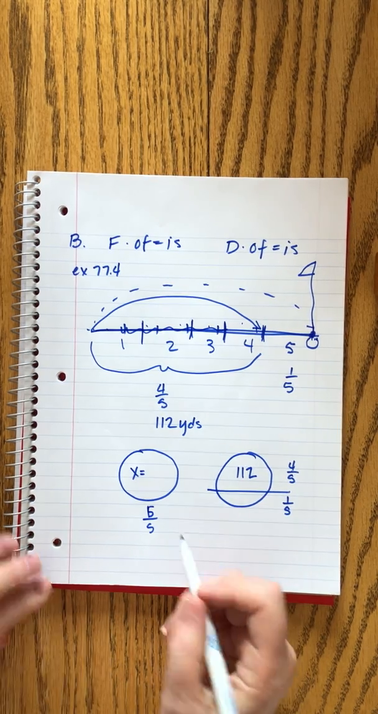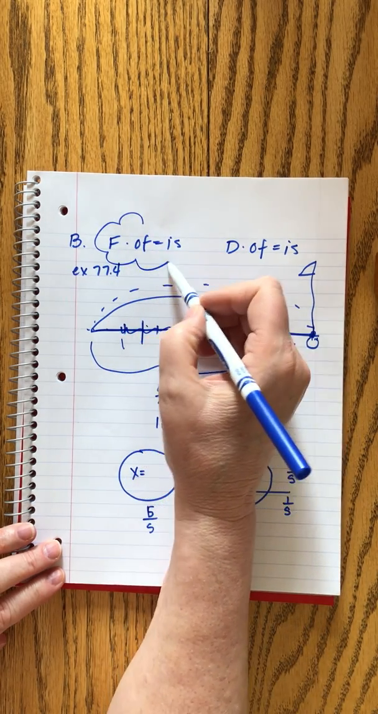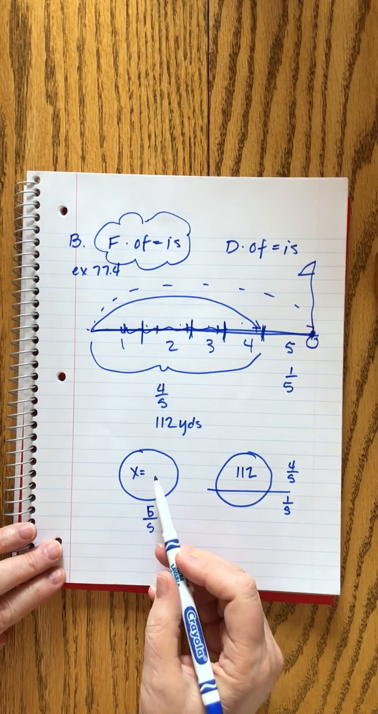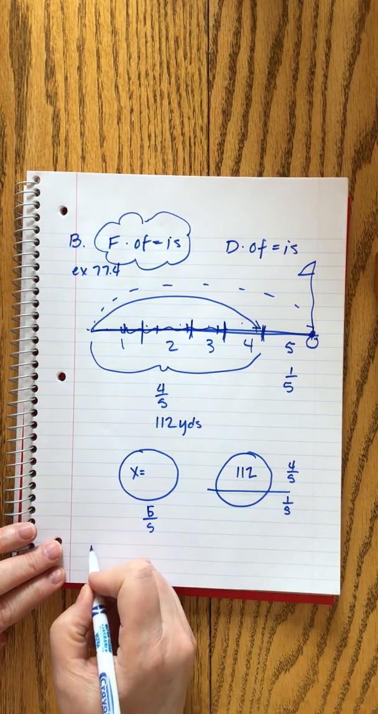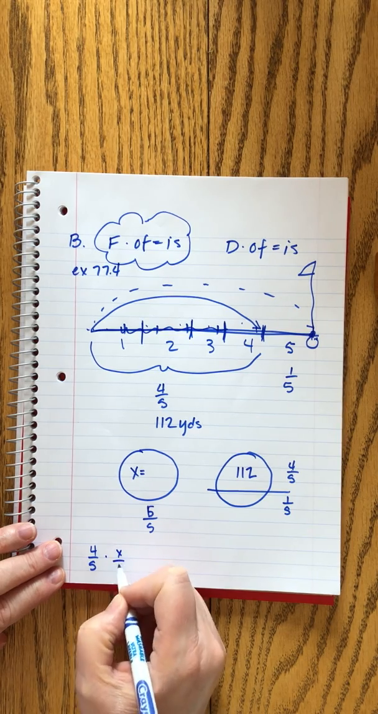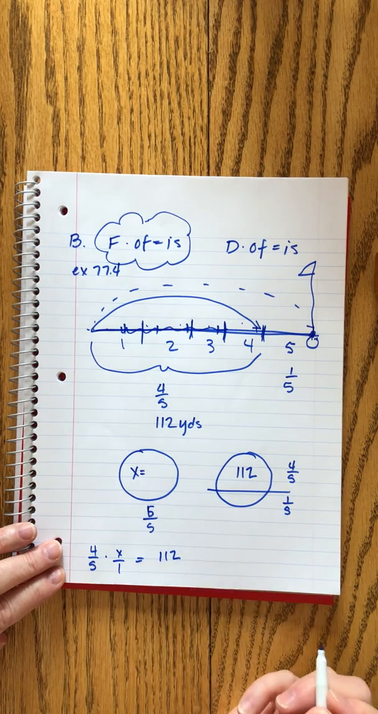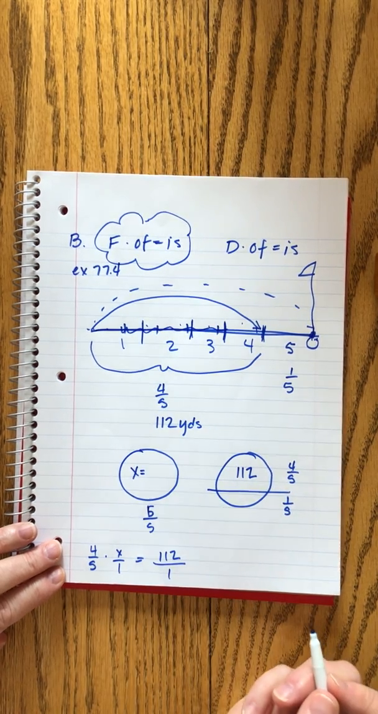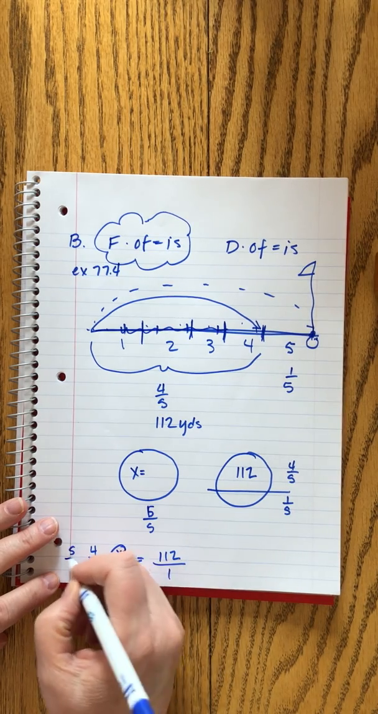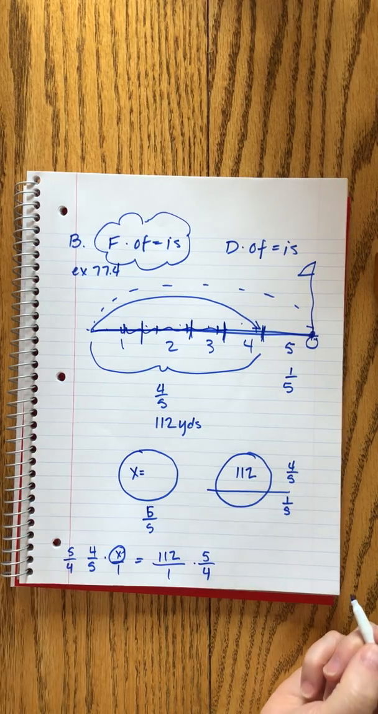All right, so we can take this version and make it work. We will use 4/5 times x, and I'll put it over 1, equals 112. We'll put that over 1 just in case we need it, right? Okay, to isolate our x, we'll multiply by 5 over 4, 5 over 4.